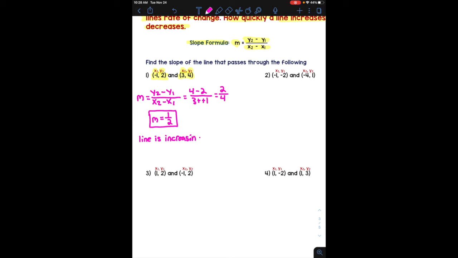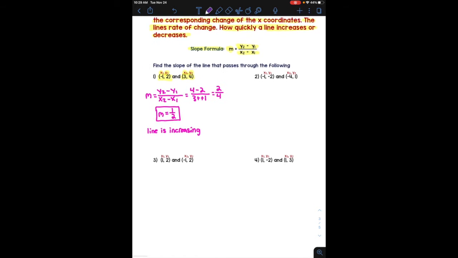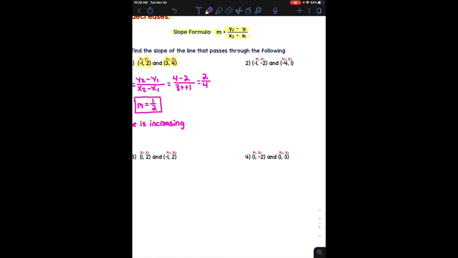There are actually 4 different types of slopes that we'll see, which will tell us something about the line. In this case, again, since our slope was positive, our line will be increasing. Let's take a look at problem number 2, in which we have 2 different ordered pairs. Again, we're going to put them in the slope formula, y2 minus y1 over x2 minus x1. In this case, we'll have 1 minus negative 2 divided by negative 4 minus negative 1.